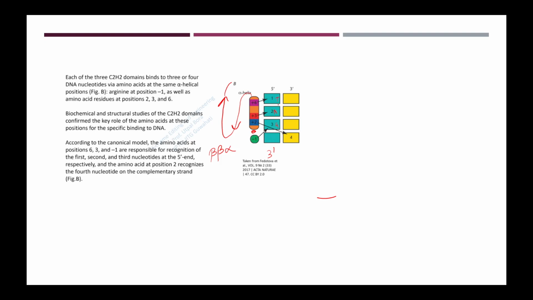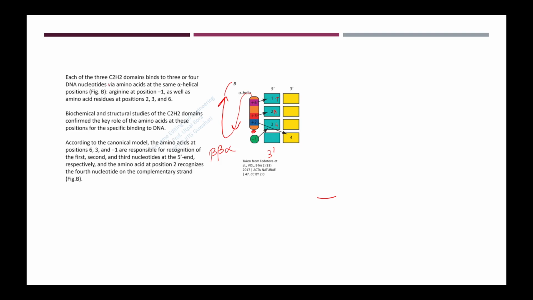GAT. So the amino acid at -1 from the alpha helix recognizes the third base, G. The amino acid at position +3 from the alpha helix recognizes the second base, and the amino acid at position 6 from the alpha helix recognizes the third base towards the 5 prime. That is how the recognition and interaction take place. And the position 2 from the alpha helix recognizes another base that is present in the 3 prime strand. So this is the specific kind of recognition pattern.